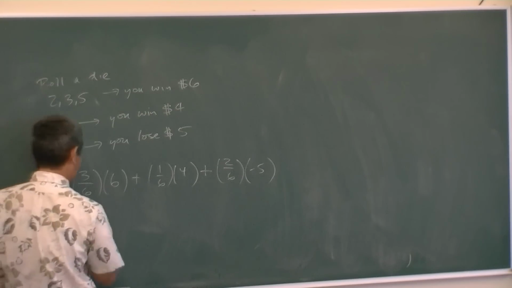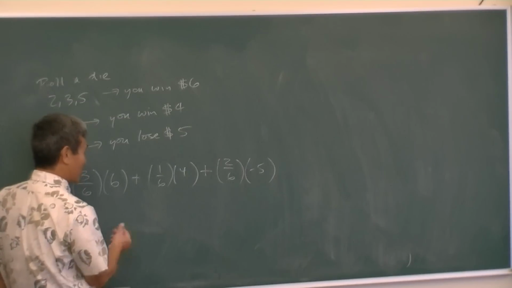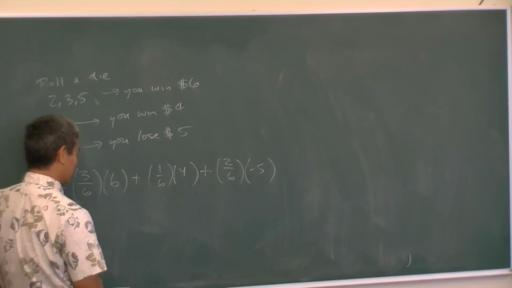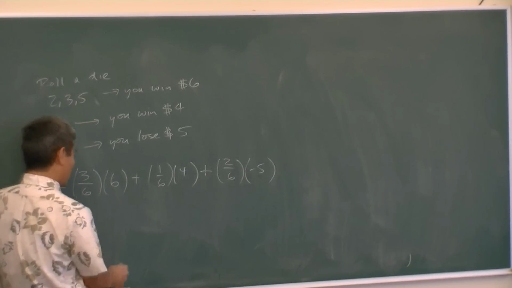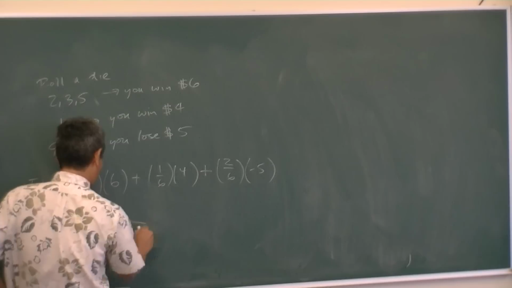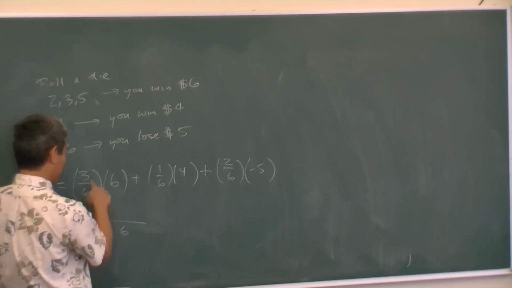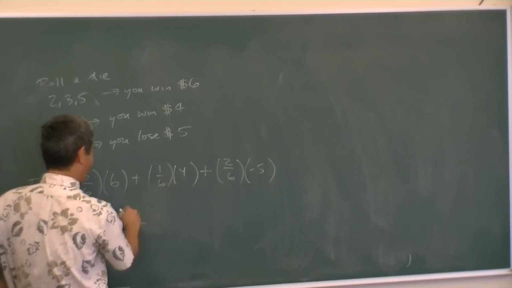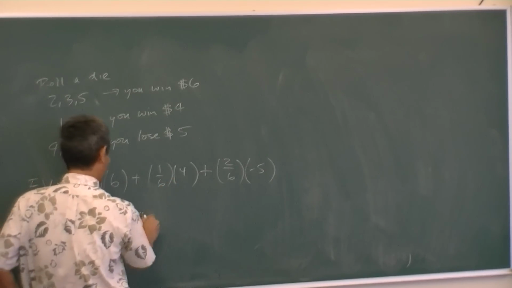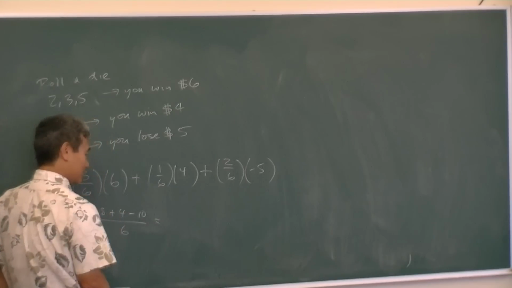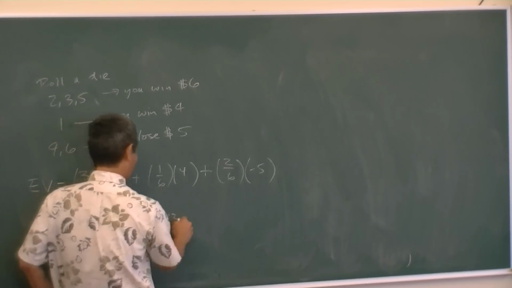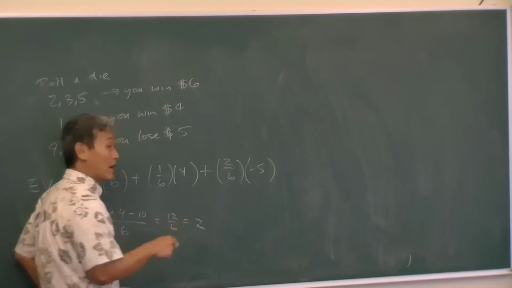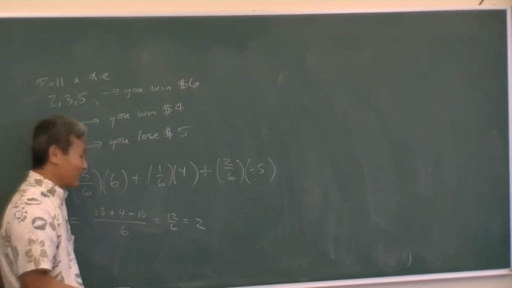Now, if you were to compute this for the test, because you're going to have 2 problems on this, what would you do? If I were you, I would just make the least common denominator. What goes on the top? 18 plus 4 minus 10. 22 minus 10? 12 over 6, which is 2. So every time you play this game, you're expected to win $2.